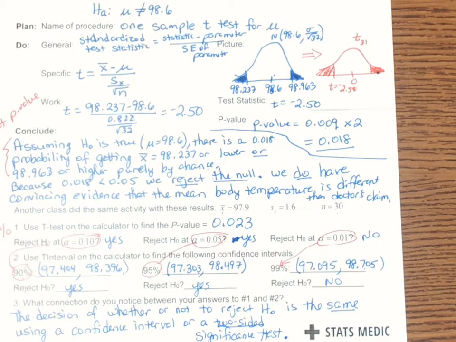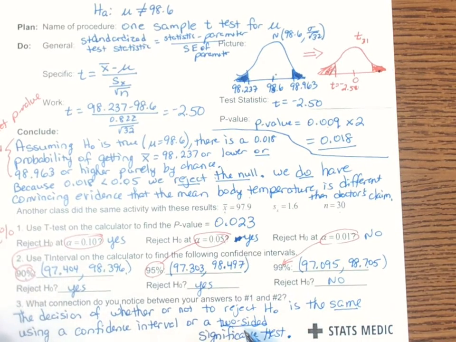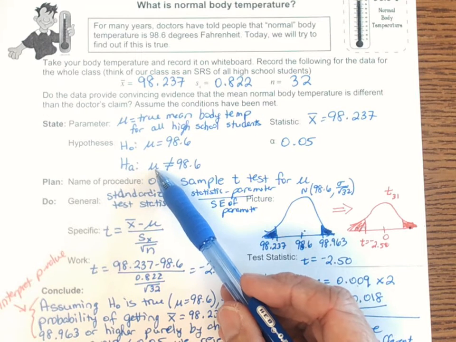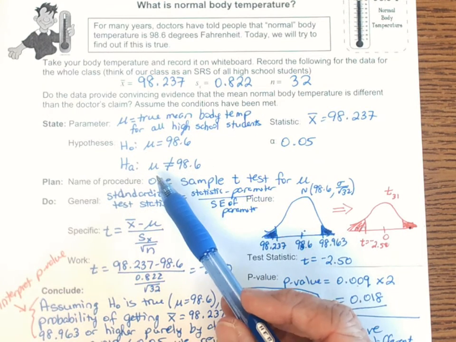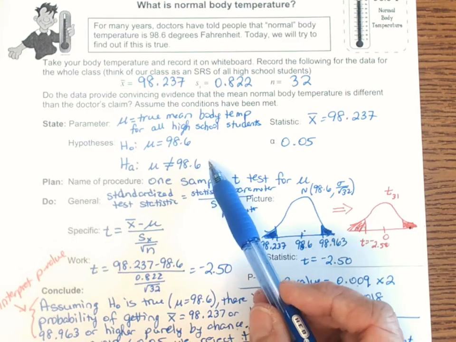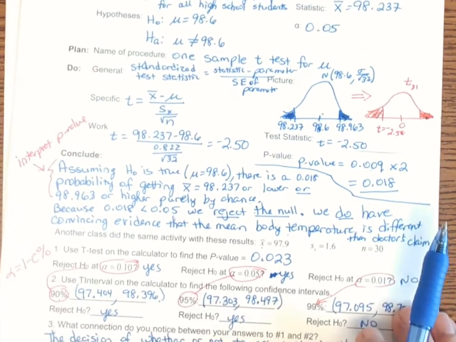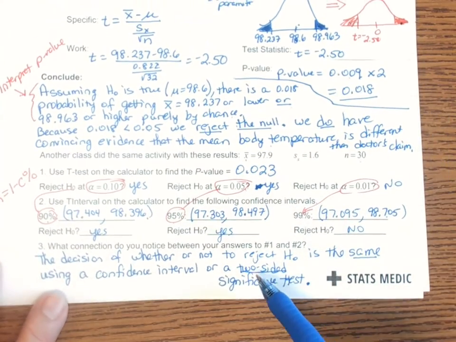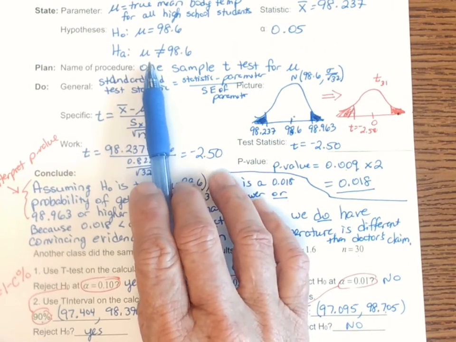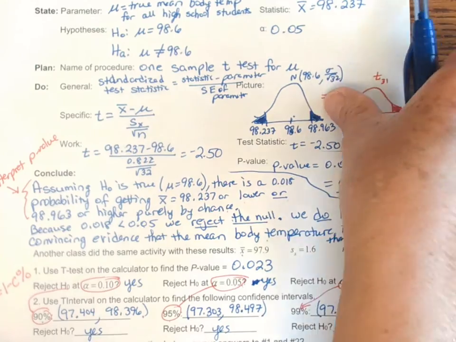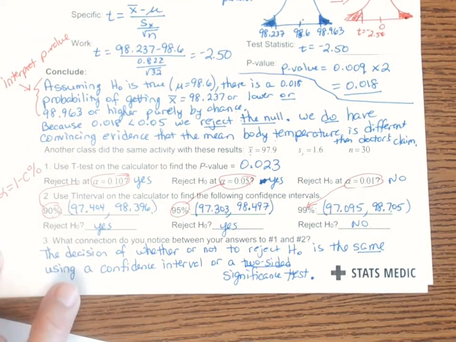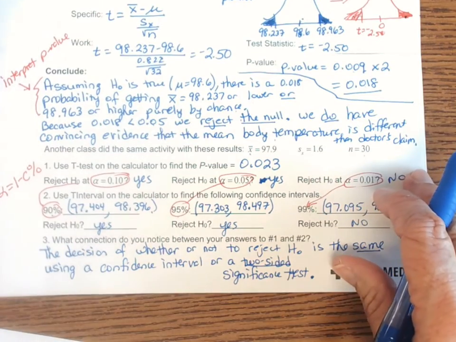So again, it's important that you remember, if this was a one-sided significance test, which means my alternate hypothesis was mu is less than 98.6, or if it had been mu is greater than 98.6, this would not hold true. Okay? So if it is a two-sided test, so your alternative hypothesis is simply not equal to, then you get the same decision using a confidence interval or the significance test.